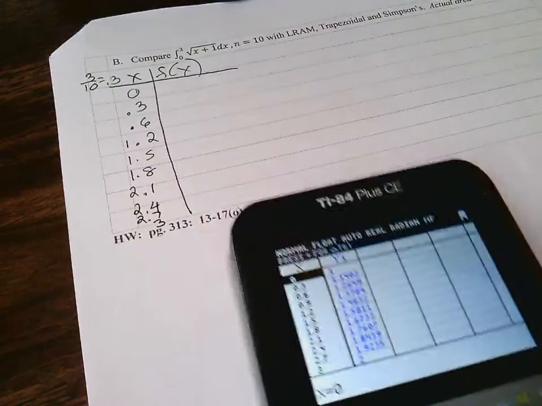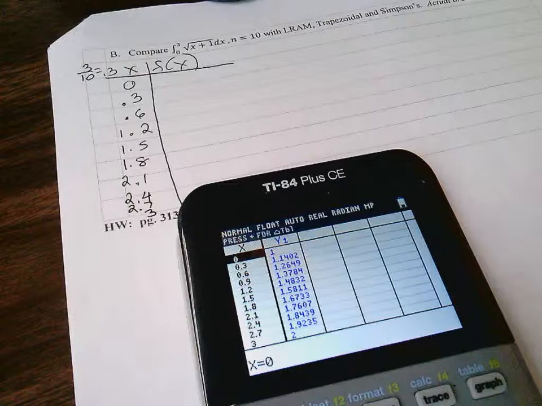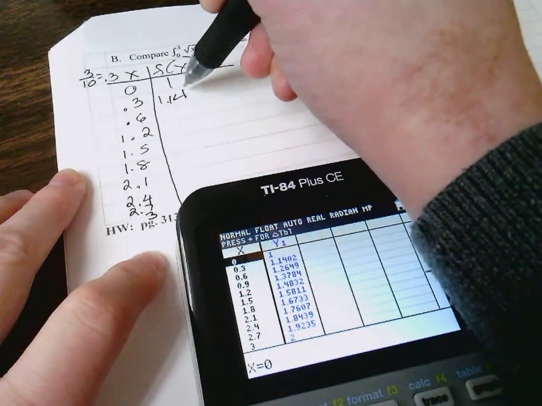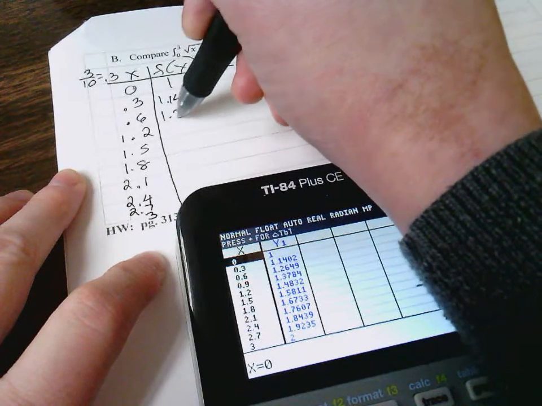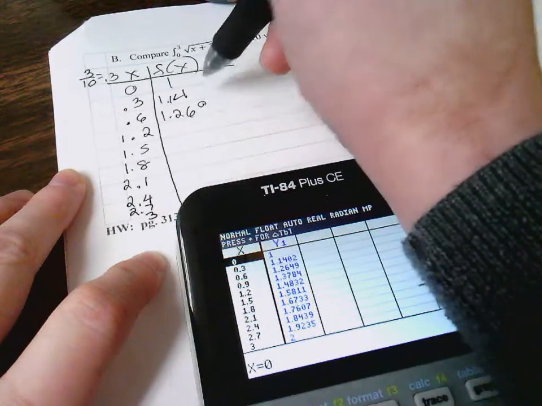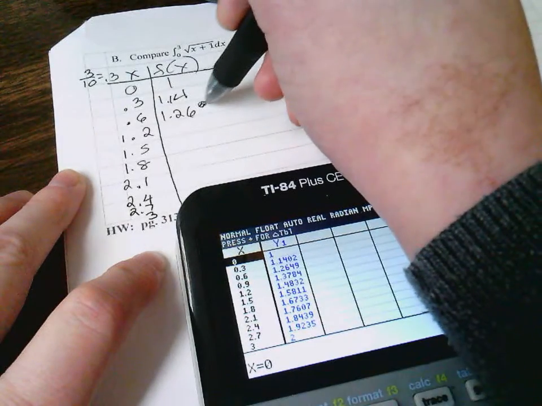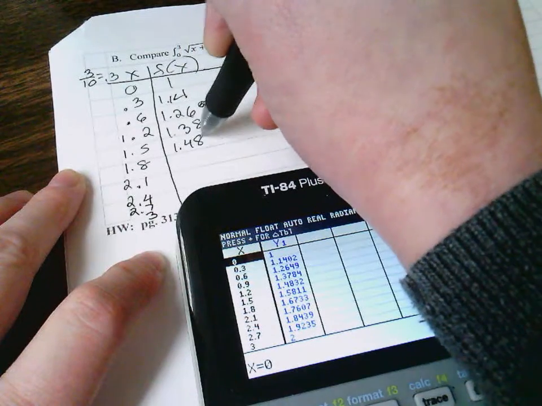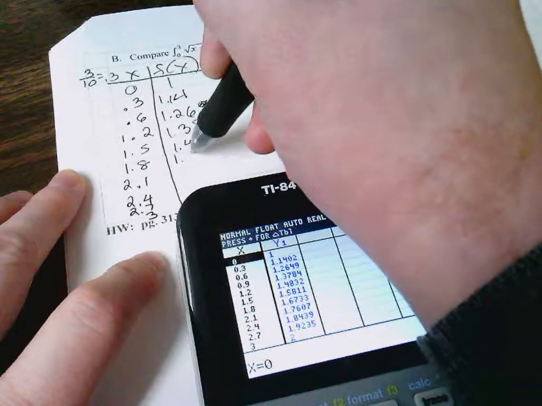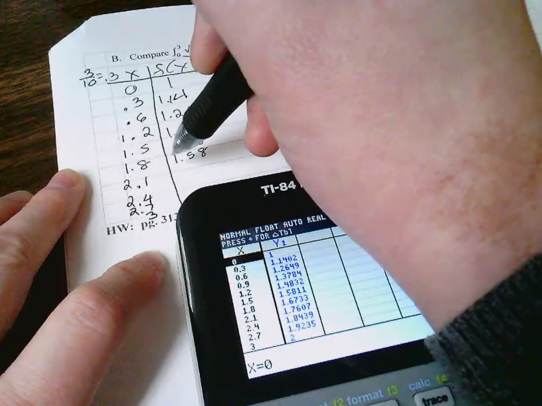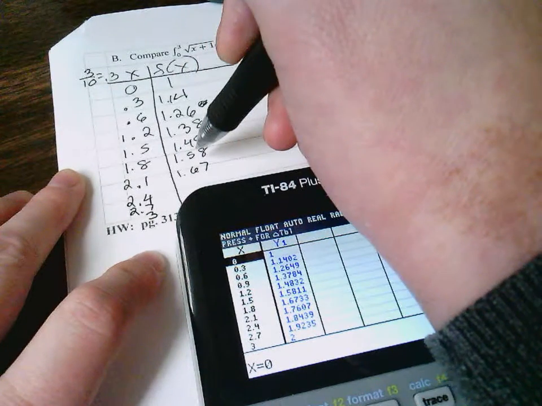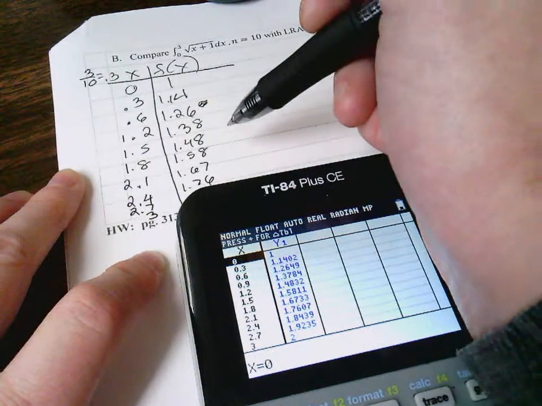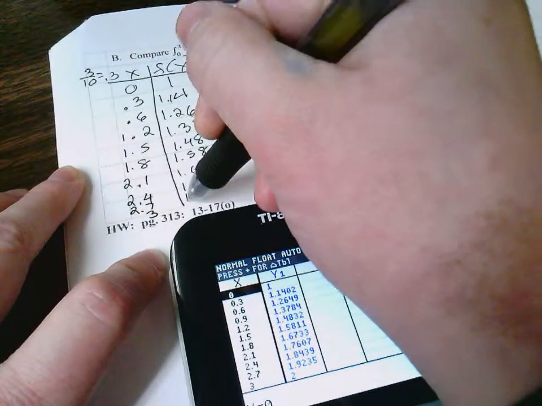So we got 1.14, 0.6 is 1.26. Next one is going to be 1.38, 1.48, 1.58, 1.67, 1.76, 1.84, and 2.